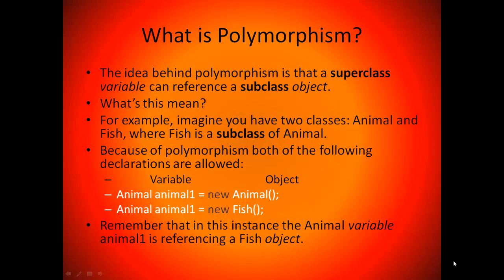So what is polymorphism? The idea behind polymorphism is that a superclass variable can reference a subclass object. For example, using the two classes I just described, Animal and Fish, both of the following declarations are true: Animal animal1 = new Animal, and Animal animal1 = new Fish. Keep in mind that animal1 is an Animal variable, and it can point to either an Animal object or a Fish object.